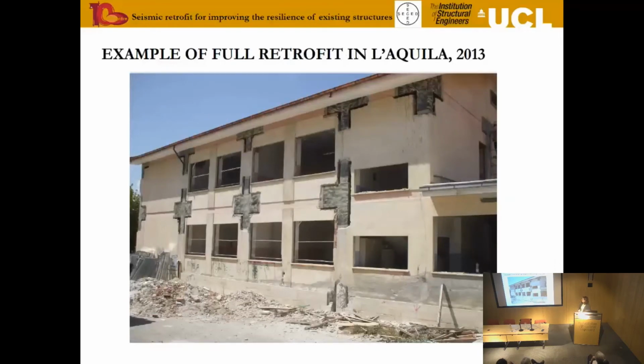Again, a global retrofit of, in this case, a school in L'Aquila. They have decided to wrap the external beam column connections, and quite interestingly, for those who are seismic engineers here, actually created an additional problem by strengthening this. They've created short columns that are likely to shear off in the case of a future earthquake.